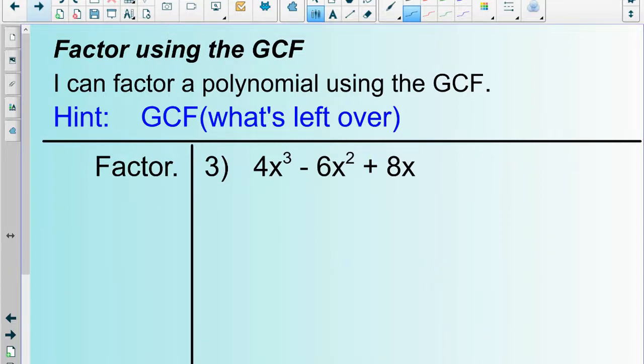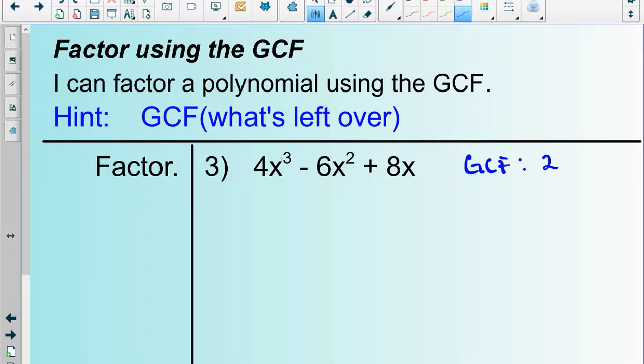All right, problem number 3. This time we have 3 terms, but we're going to do it the same way, same basic steps. We're going to start by finding the GCF of all 3 of these terms. In terms of the numbers 4, 6, and 8, the biggest number I can divide out of them is 2. I can divide them all by 2, but I can't divide them all by 3 or 4 or 5 or 6 or 7 or 8 even. Just 2 is the greatest common factor of 4, 6, and 8.